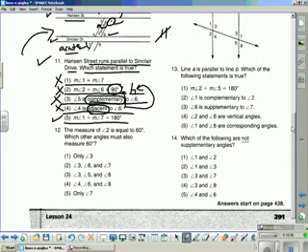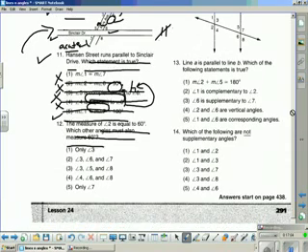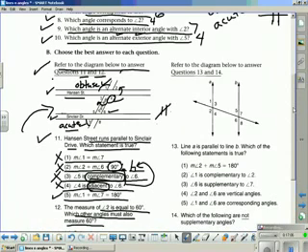Question number 12. The measure of angle 2 is 60 degrees. What other angles must also equal 60 degrees? Okay, go back up to our diagram and take a look. We know that angle 2 is equal to 60 degrees, so let's go ahead and write that in there. That'll give us a nice visual. Angle 2 is equal to 60 degrees.